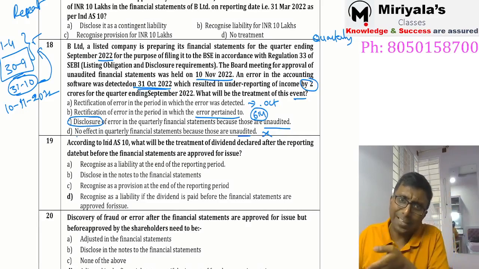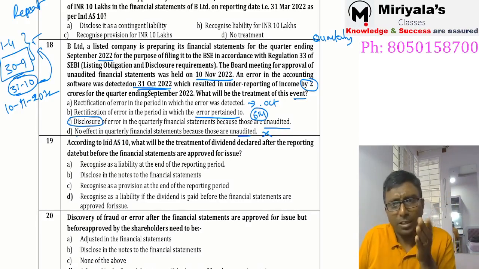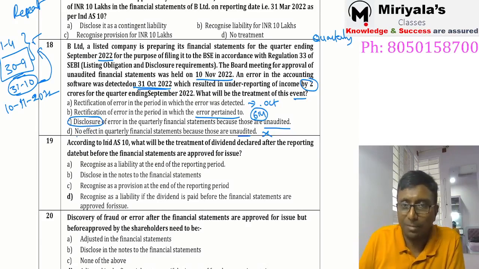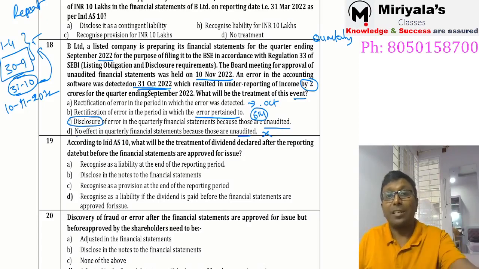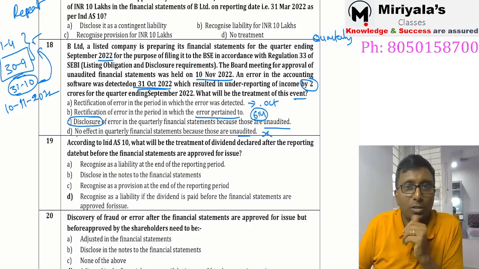No. The error is pertaining to the October month, not related to September or before September. Then it should be accounted for in October itself. Then it is a non-adjusting event. Anyhow, the question is they are not asking adjusting or non-adjusting, because they have not given the clarity on which period the error is pertaining to. They have not told me. Correct?